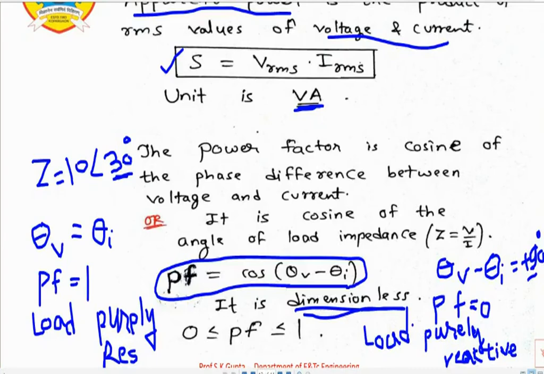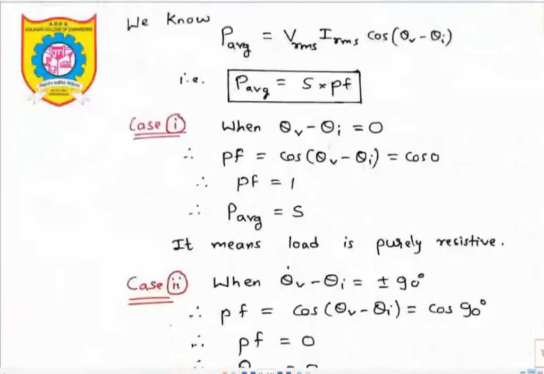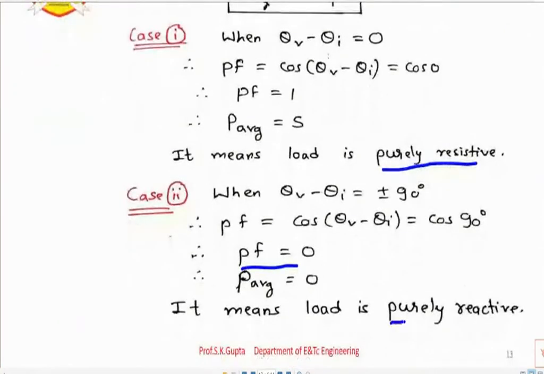So first we will see these two cases. Case number 1, when theta V minus theta I equal to 0, power factor is 1 and load is purely resistive in nature. Second case, when theta V minus theta I equal to plus minus 90 degree, power factor value is 0 and your load is purely reactive in nature. That means there is no resistance present in the load.